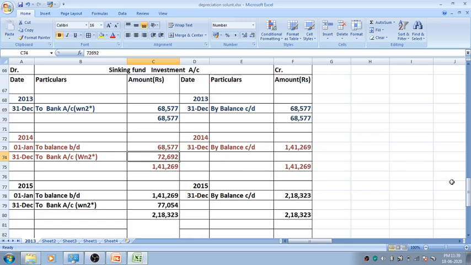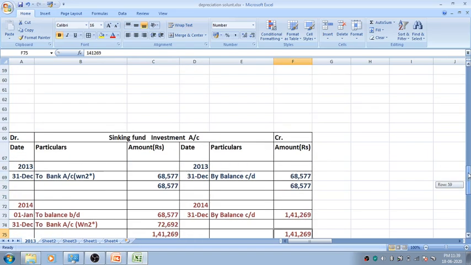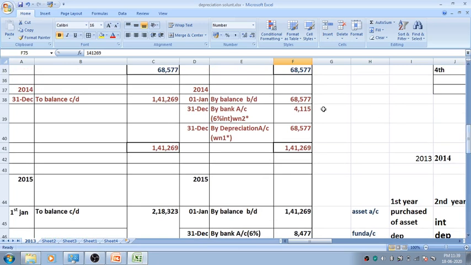So now it's time to close the second year, the way we have closed down the first year. So just total, you can start from anywhere. Start from the investment fund itself. So close it, balance carried down, you write on the credit side, tally the account. Then go to the sinking fund 2014. So there are 3 entries, total of the 3 entries, and write balance carried down on the debit side, 1,41,269, and tally the account.